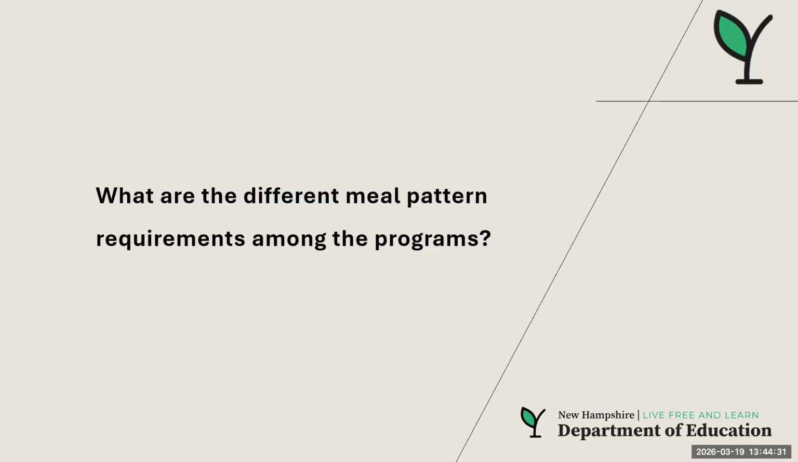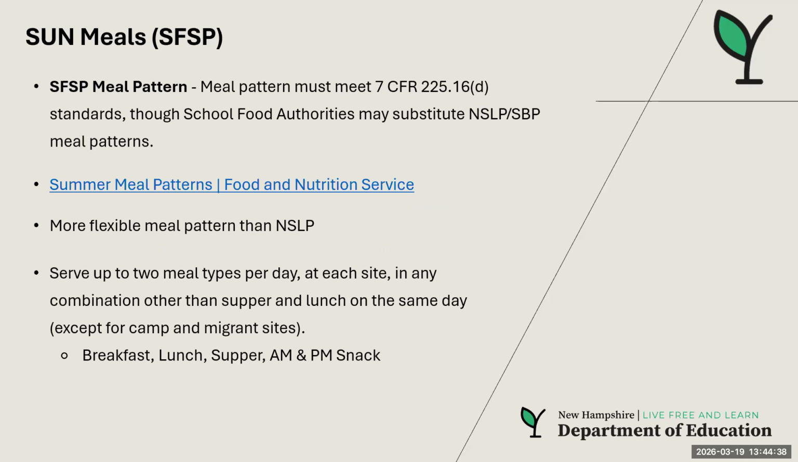So what are the different meal patterns among the programs? So the SFSP meal pattern is a little bit more flexible than the NSLP meal pattern, and sites can serve two meal types per day at each site in any combination, other than supper and lunch on the same day, except if you're operating a camp or a migrant site. And I did link the meal pattern in here, so when the slides are sent out, you can look at it a little bit closer.